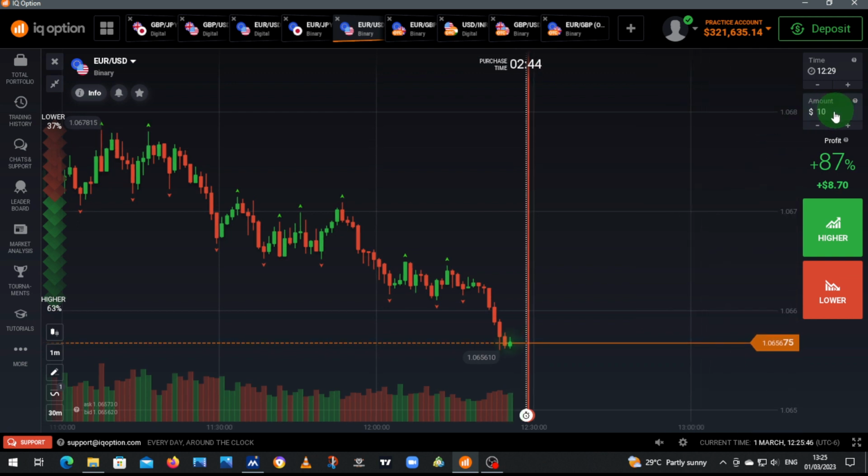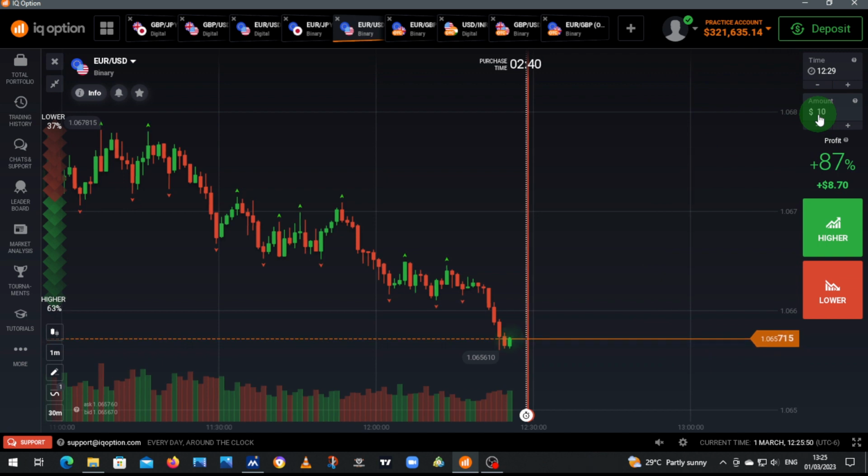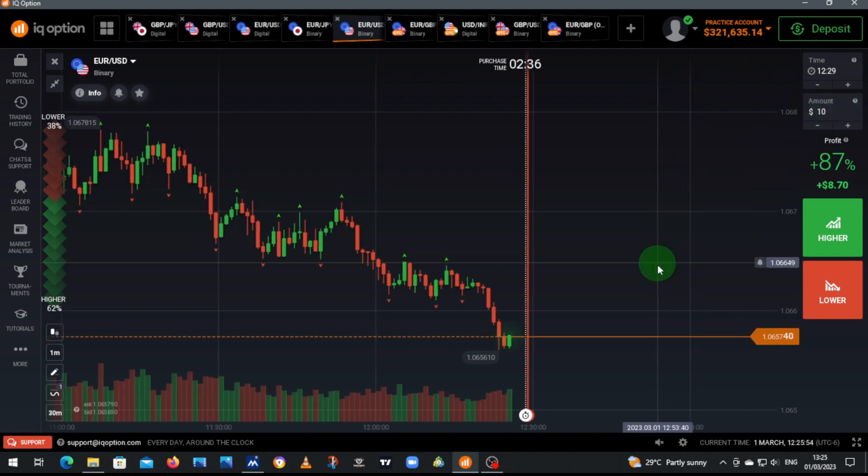Going with $10 because, as you know, even though this is a practice account, risk management is very important, and so it's good for you to practice risk management while you're trading as well.